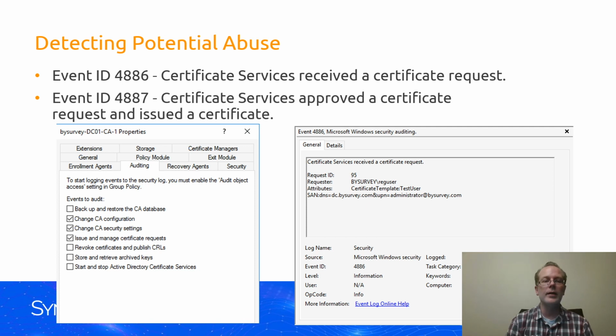Additionally, on the defensive side, there are some event IDs that you can use to trigger some alerts. For example, Event ID 4886, you can see that in the right window. Essentially, that is a certificate that's been requested. And if you look down there at the SAN, you can see that a user principal name has been included in that SAN request. That's a little bit suspicious. I would go take a look at it.